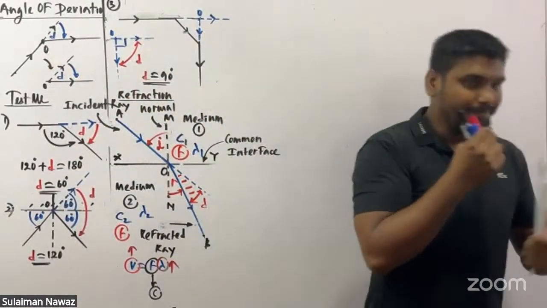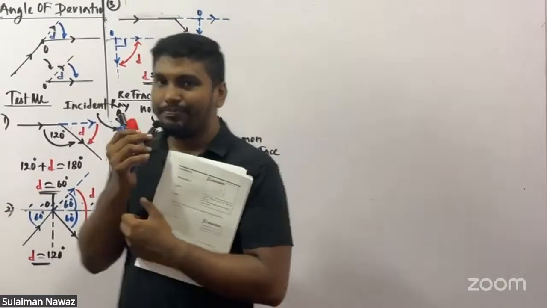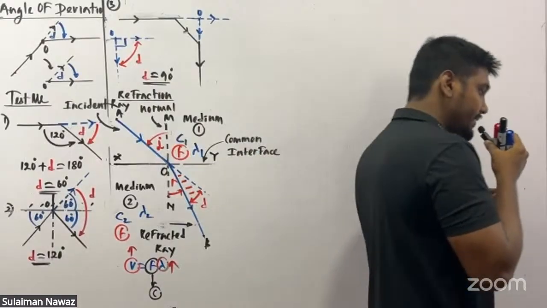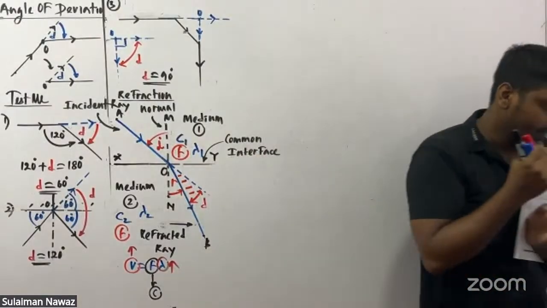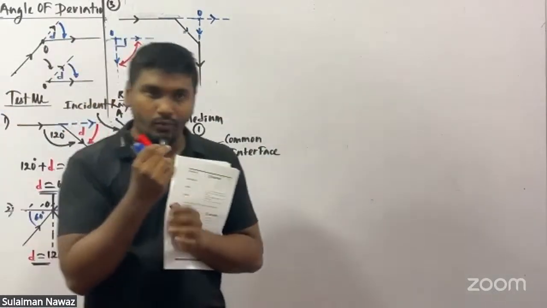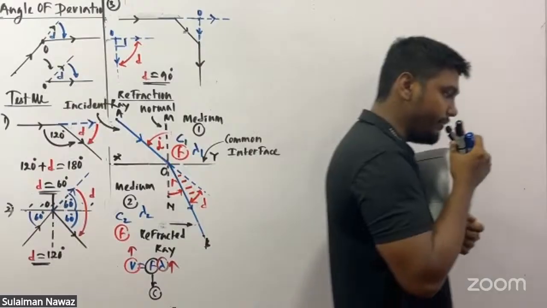Then what is lambda 1? Lambda 1 means wavelength of the light in medium 1. What is lambda 2? Wavelength of the light in medium 2.